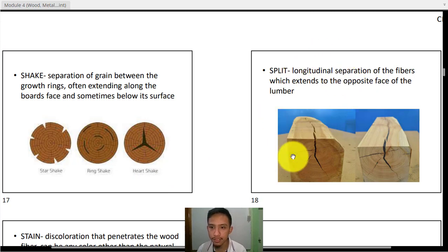We have also this split. That is a total longitudinal separation of fiber which extends to the opposite face of the lumber, from the other side through or across the pith. That is a split.